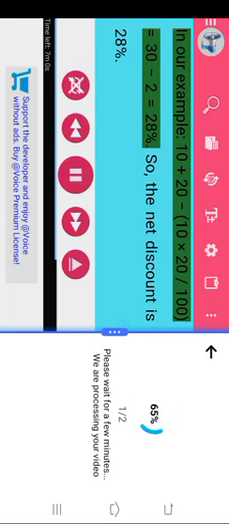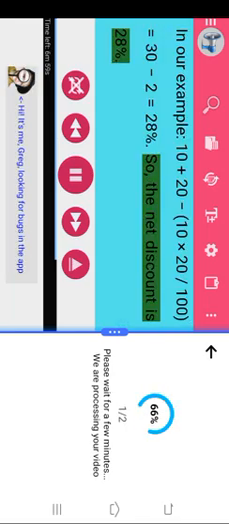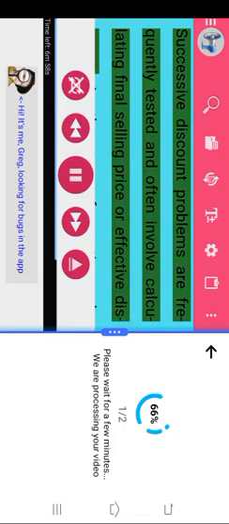In our example, 10 plus 20 minus 10 times 20 over 100 equals 30 minus 2 equals 28%. So, the net discount is 28%. Successive discount problems are frequently tested and often involve calculating final selling price or effective discount.